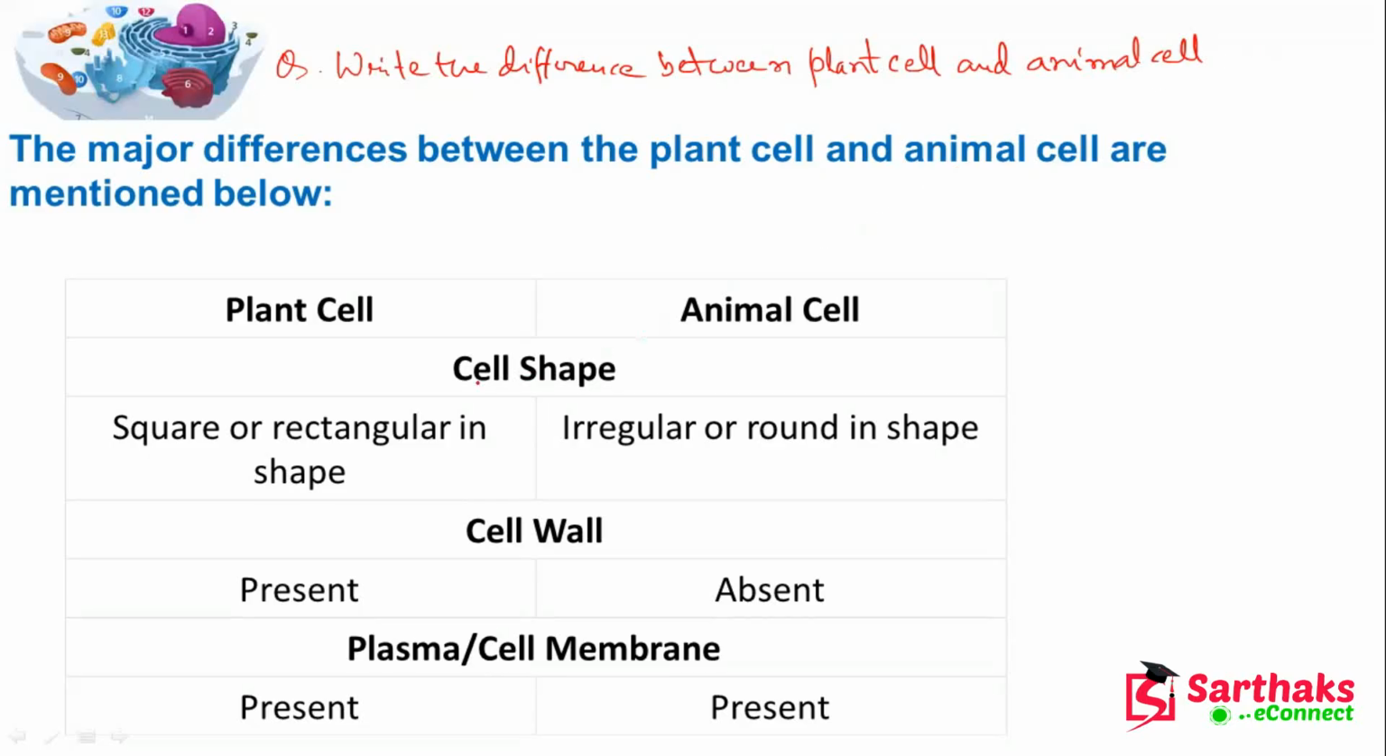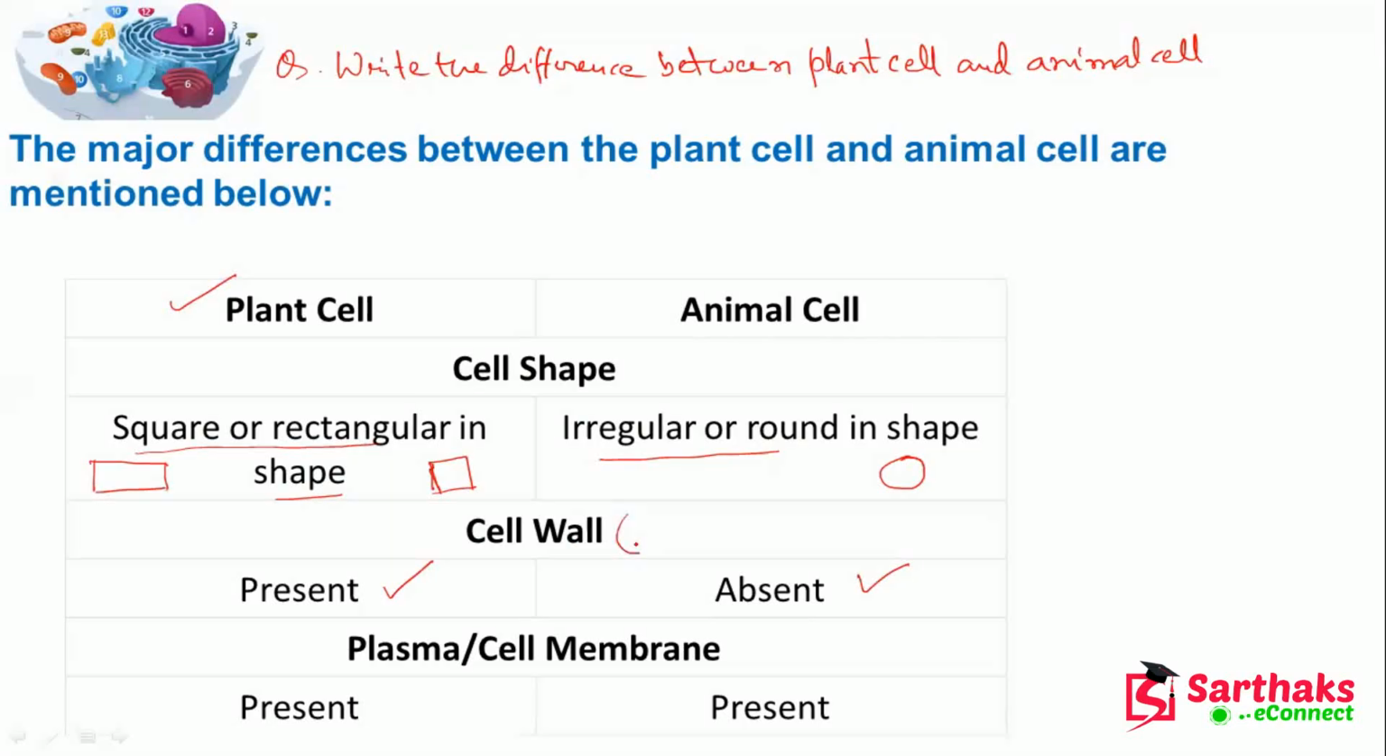So the first thing is the cell shape. In the plant cell, we have square or rectangular shape, whereas in the animal cell, we have irregular or round shape. And cell wall is present here but absent in the animal cell.